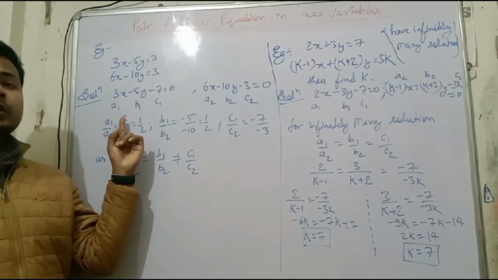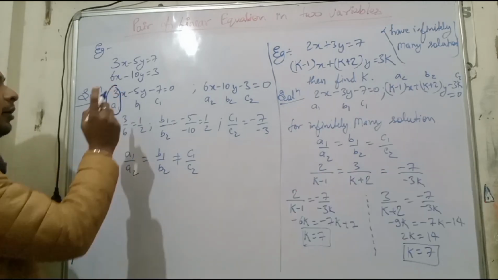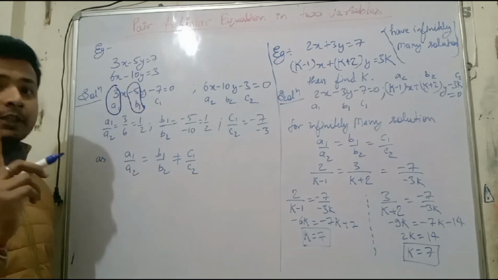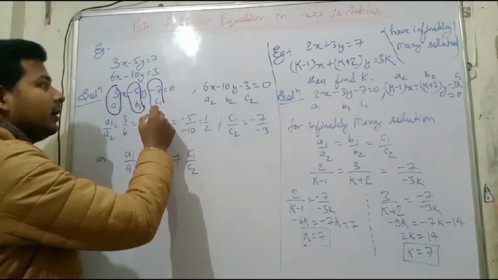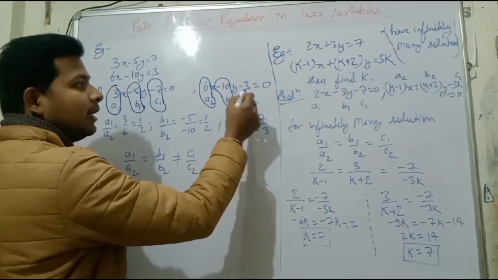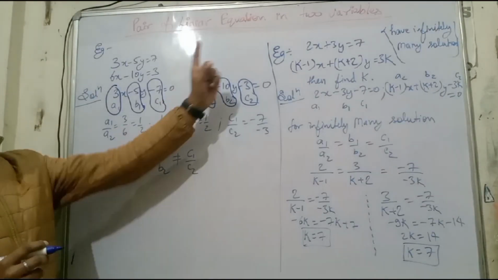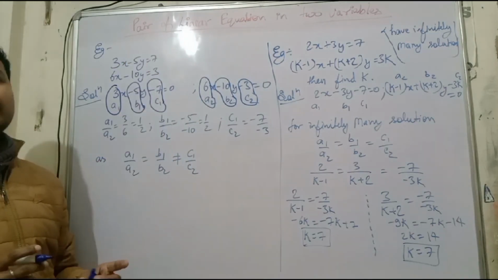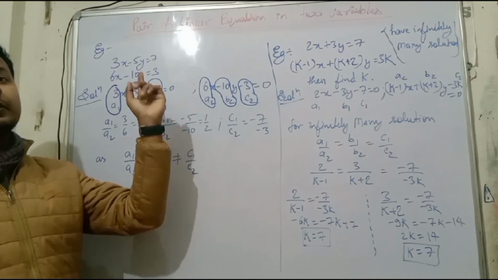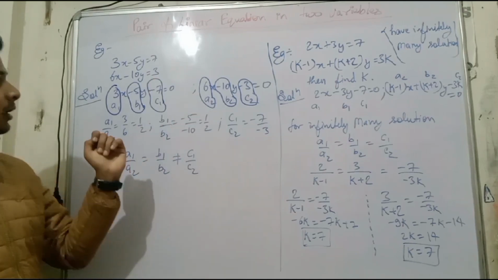Now, suppose the value of A1 is 3, but what is the value of B1? Minus 5. Is it clear? You have to take the sign also. The value of C1 will be minus 7. Similarly, A2 will be 6, B2 will be minus 10, C2 will be minus 3. Now, we have to check whether these two lines are consistent, inconsistent, or specifically, if the question is asking whether they are intersecting lines, parallel lines, or coincident lines, so we can answer this.